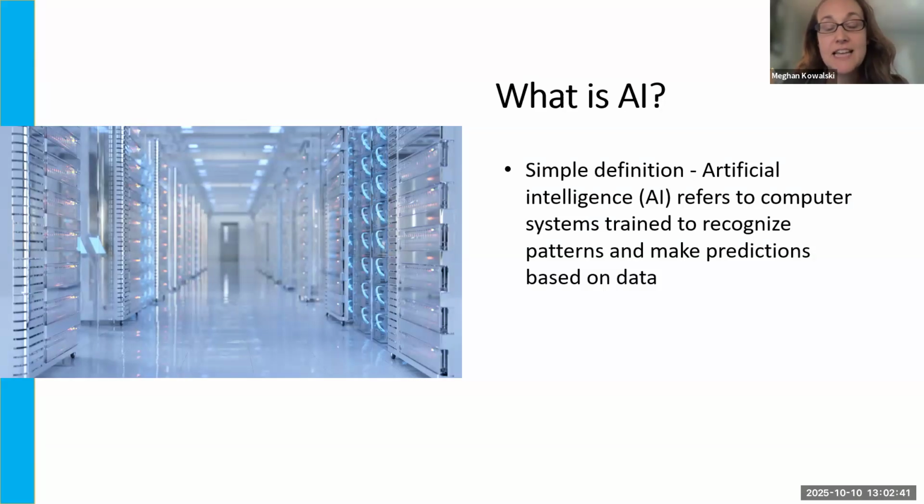The simple definition is that artificial intelligence, or AI, refers to computer systems trained to recognize patterns and make predictions based on data. AI doesn't necessarily think or understand like humans, but it processes large amounts of information quickly and applies patterns it has learned so it can come across as if it is thinking. You can think of AI kind of like an autopilot on an airplane. It can handle certain tasks automatically, but it doesn't actually know where it is going without some human guidance.